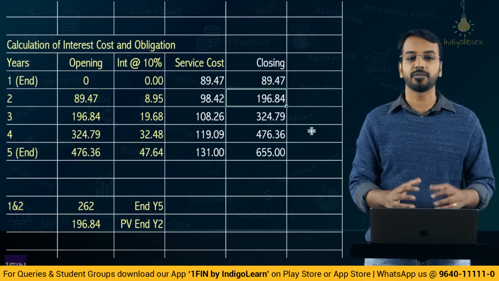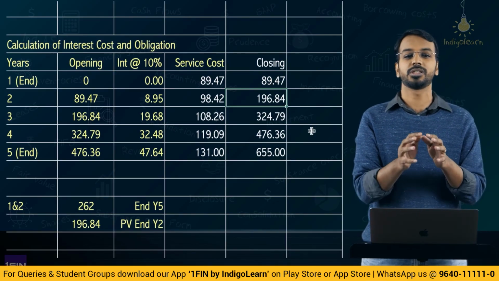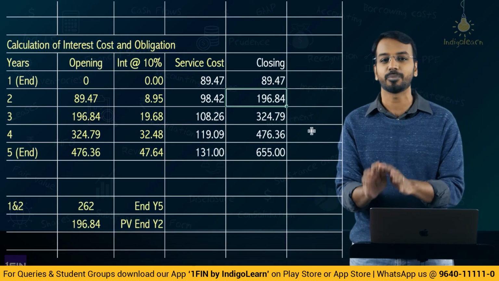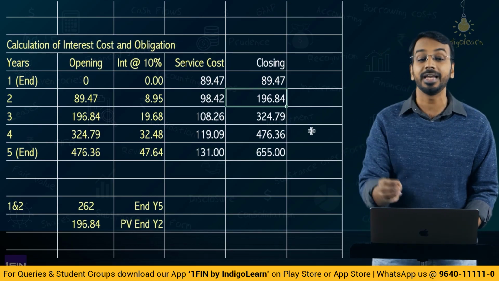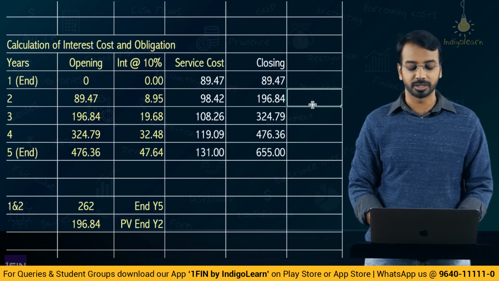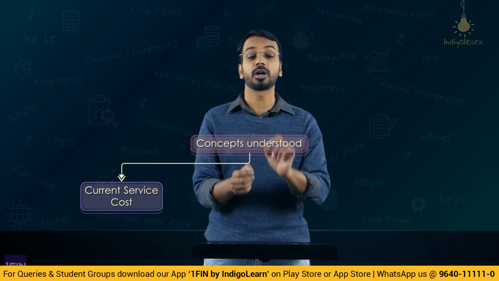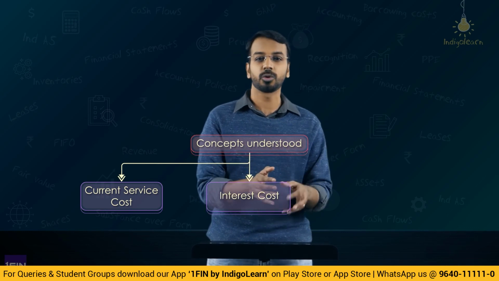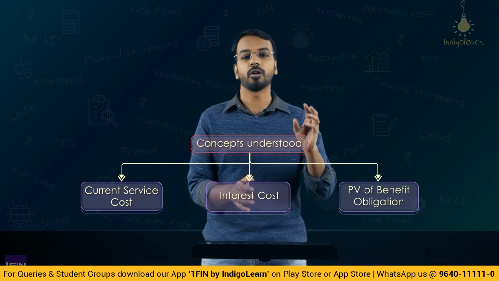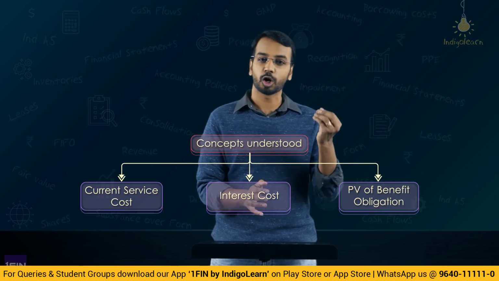So this 196.84 represents the present value of obligation for services which the employee has already rendered in the past, right? This is called a defined benefit obligation, DBO. So in the example that we just saw, we understood what is a current service cost. We also understood what is the interest cost, and we also understood how do we calculate the present value of a benefit obligation. Now when I say a benefit obligation, we are talking about a defined benefit obligation, right?